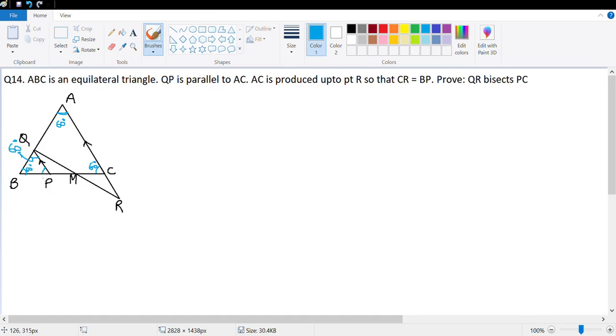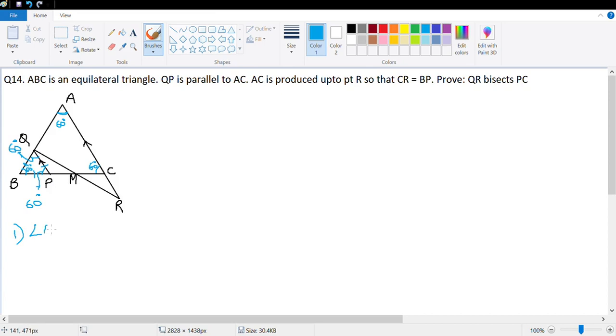Similarly, angle P here would be equal to angle C here. Again, the same reason, corresponding angles. So we have a small triangle QBP, which is equilateral, which means BP, QP, and BQ, all of them would be equal. Let's just write whatever we just discussed.